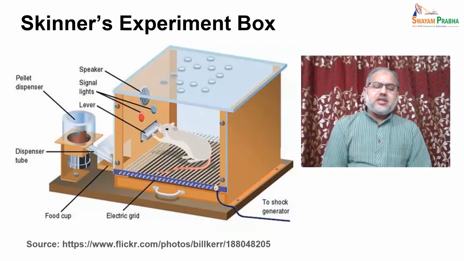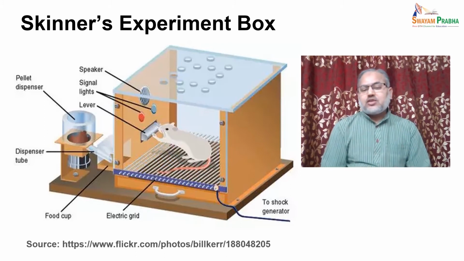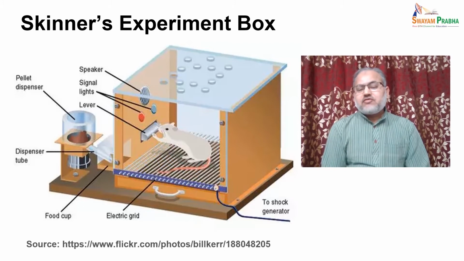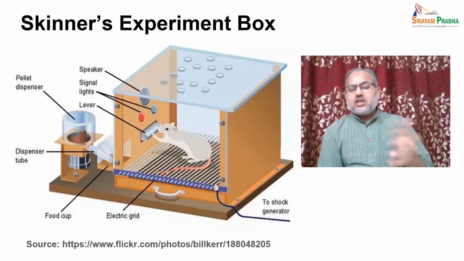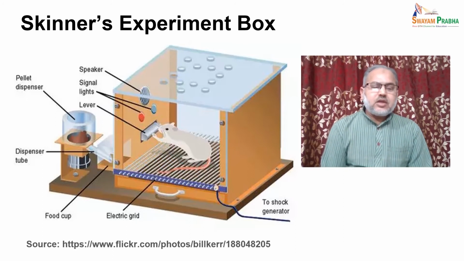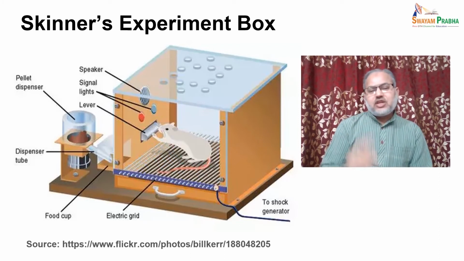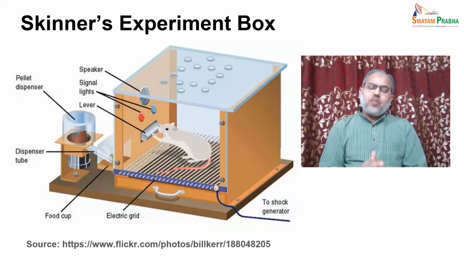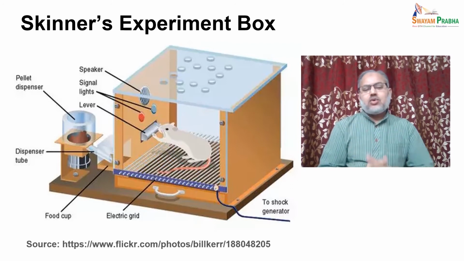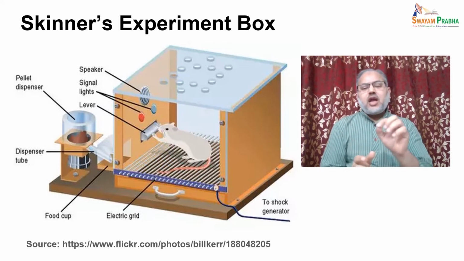And there is also a provision of a shock generator, a kind of electric current, so that the discomfort felt by the rat can be removed, and it can be provided in a sequence. There is also a provision of two types of light, one red and one blue. Skinner tried to use all these components in his experiment, and ultimately we will find that the rat learned how to press the lever and get the food.